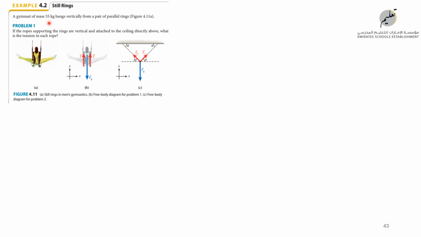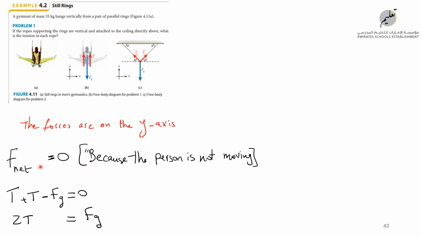So the mass of the player is 55 kilograms, with a pair of ropes. So we have 2 ropes in this case. Let's do a diagram for this question. The tension forces are upward, and the force of gravity is downward. So what law of Newton are we applying here? Because the person is not moving, F net is equal to 0.